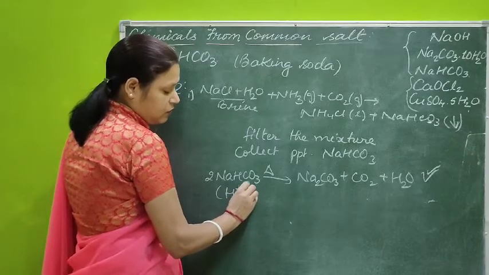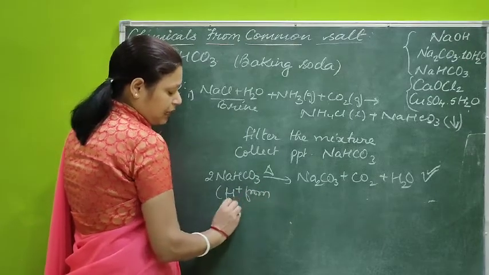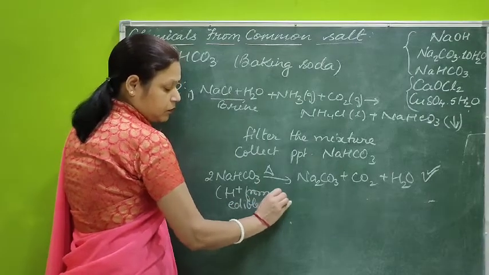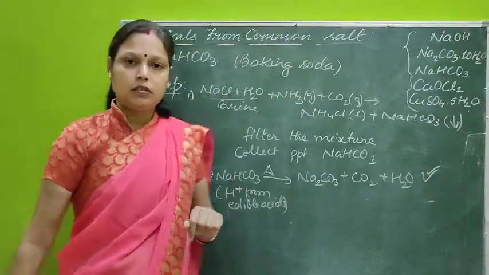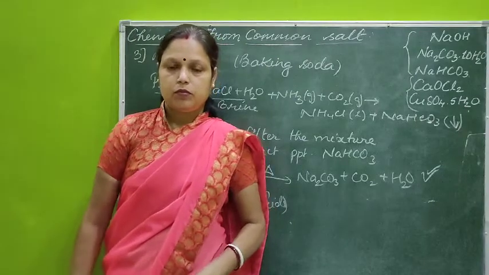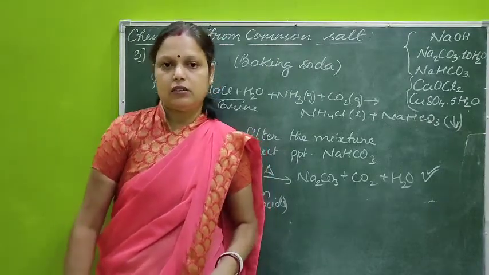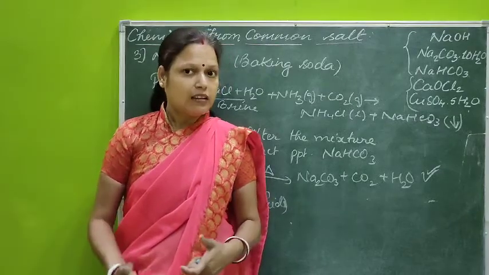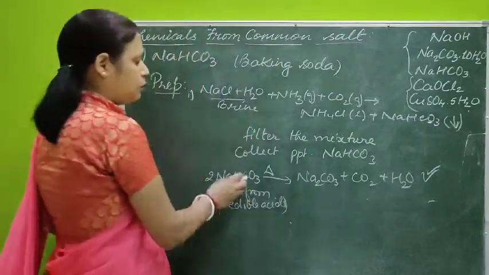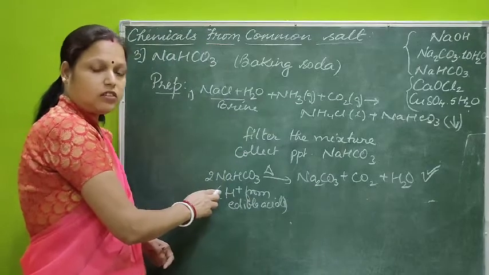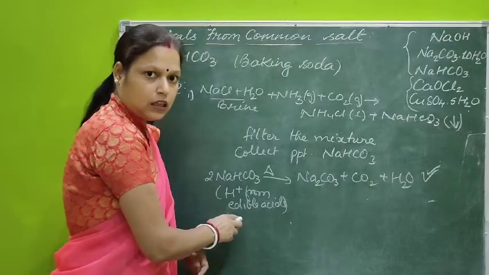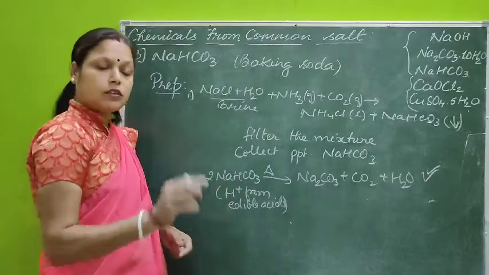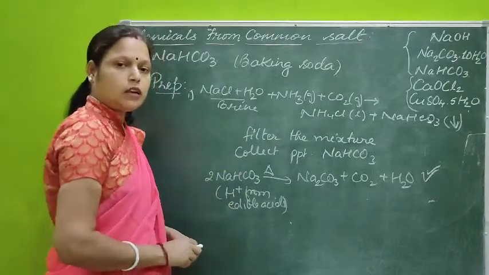H plus ions from eatable acids. कौन से eatable acids, जैसे कि इमली, tamarind that contains tartaric acid, नींबू that contains citric acid. If those eatable acids are added in baking powder, since it is alkaline in nature, it is bitter in taste, कड़वा होता है. हम केक में बेकिंग सोडा कभी नहीं डालते, बेकिंग पाउडर डालते हैं. Slight differences there between baking soda and powder.